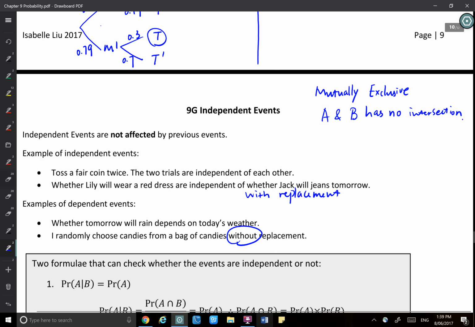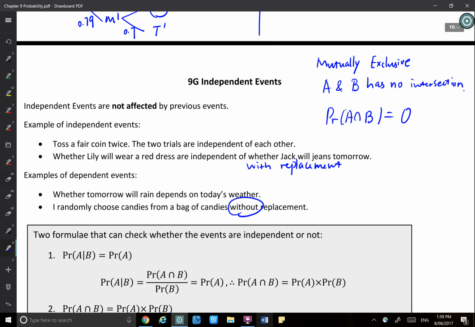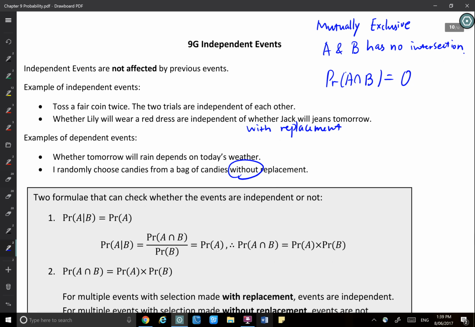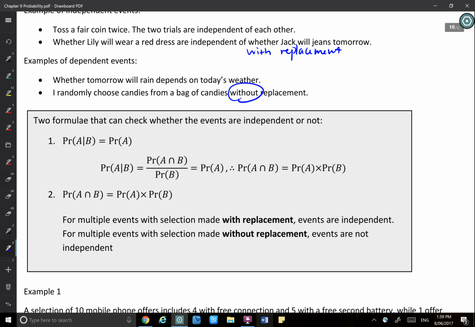And let's say mutually exclusive gives you that the probability A intersects B equals 0. Okay, probability A intersects B equals 0. That's the mutually exclusive events. I will just give you an example.